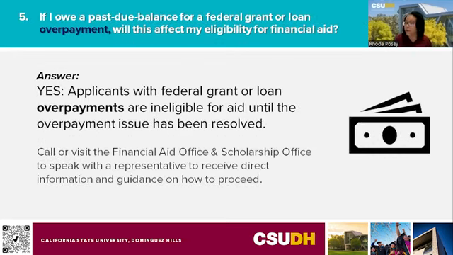Number 5 here. If I owe a past due balance for a federal grant or loan overpayment, will this affect my eligibility for financial aid? Well, the short answer to that is yes. Any applicant with a federal grant or federal loan overpayment is deemed ineligible for aid until that issue has been resolved. That was an excellent question, I thought. So in a situation like that, if you're confused on what to do, just call or visit us so that you can speak with a representative. We can look at your record and give you guidance on how to proceed to get that resolved.